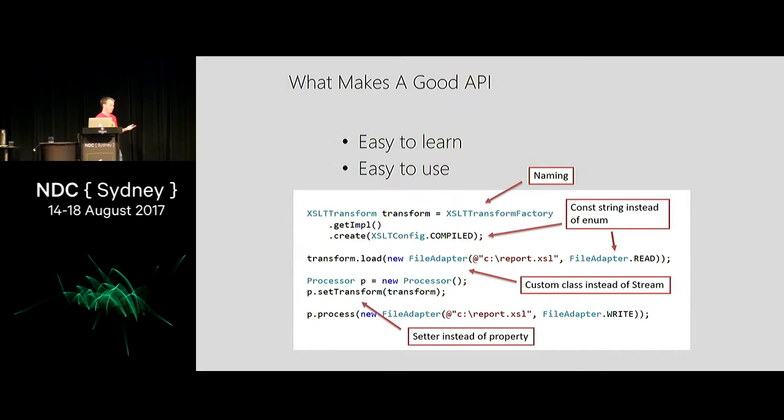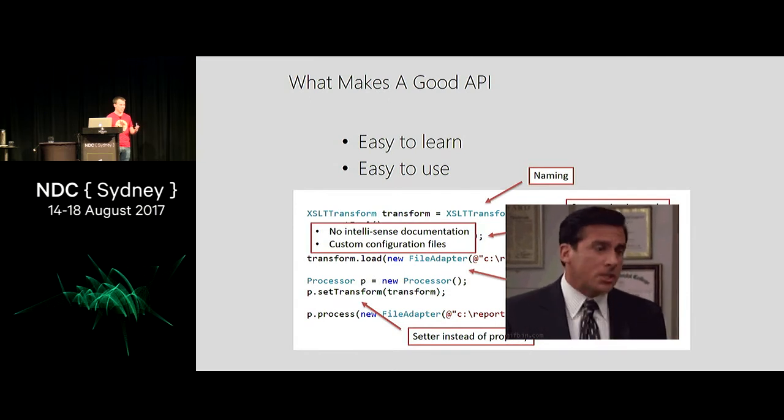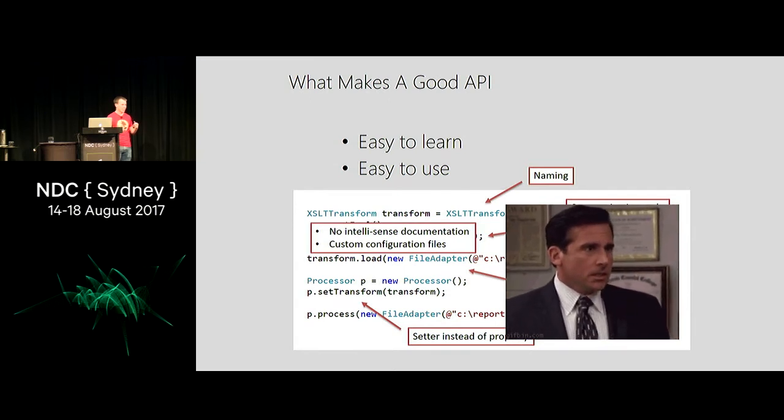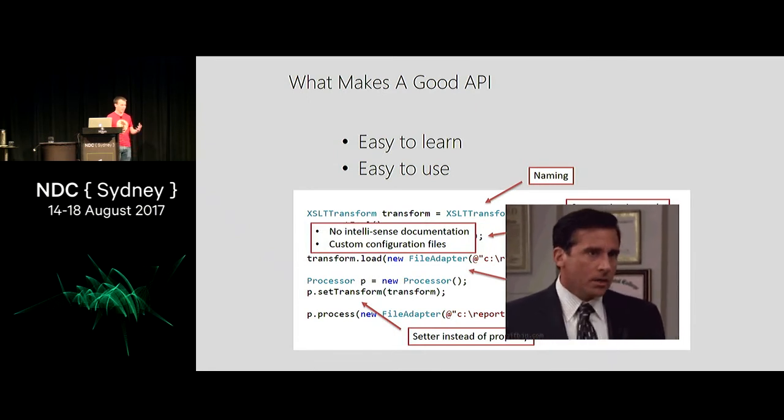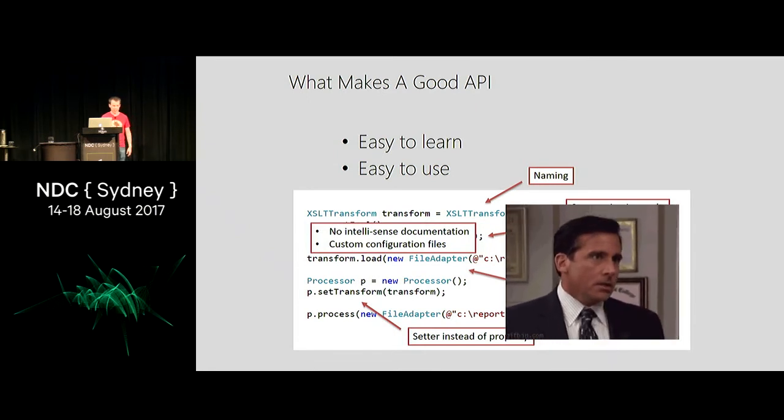And just little stuff, like using getters and setters instead of properties. And then other stuff which you can't see in this code example. So there was no IntelliSense documentation because they hadn't ported over the Java docs. And it used its own custom configuration files. So I needed to learn that. So obviously, as soon as I started working with this, my immediate reaction was, oh God, I hate this. Please let me find something else. But unfortunately, I had to use this thing as much as I hated it.